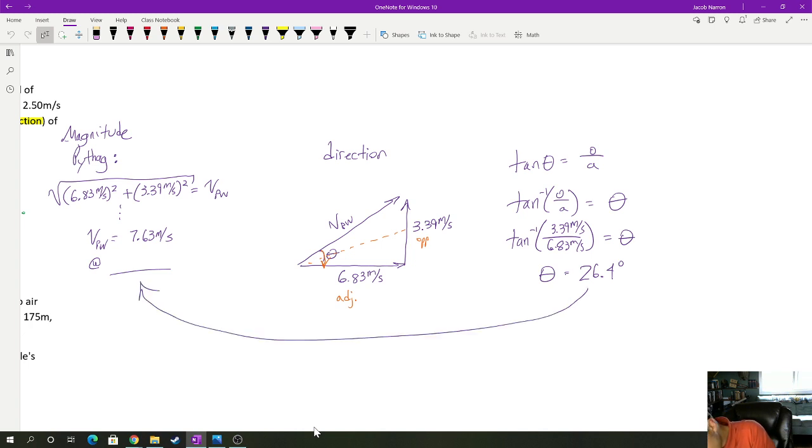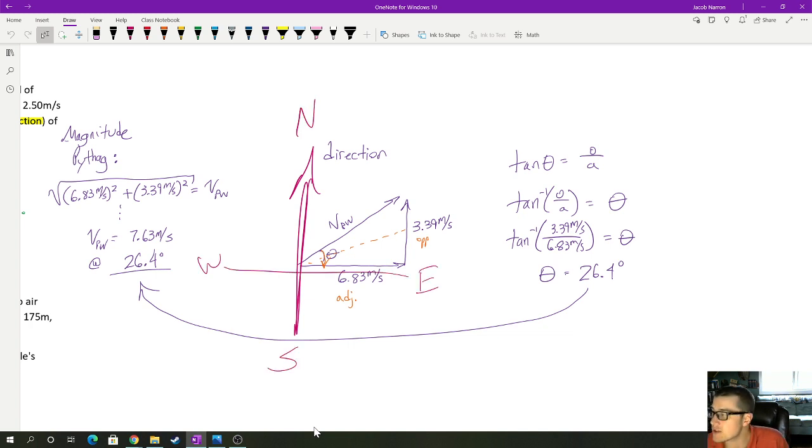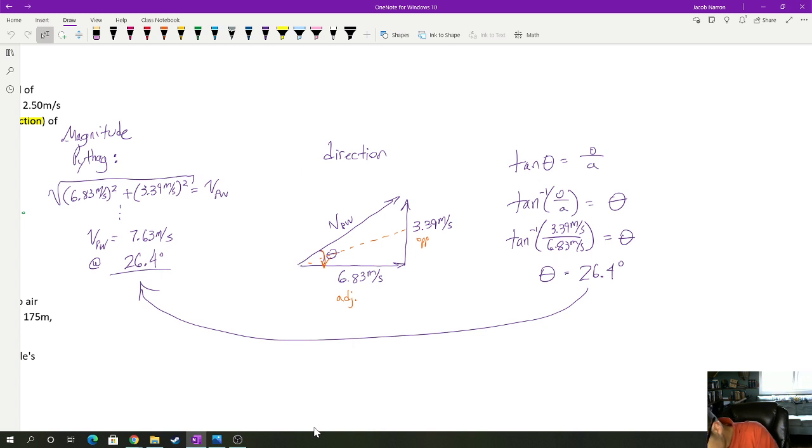Now, just to keep the same kind of naming convention that they were using, let's think about this relative to a compass. So here we go. There's north, south, east, west. And so really my angle is north of east. It's really north of east. All right, so let me clean this up. And there you have it. Magnitude, direction, we are good to go.